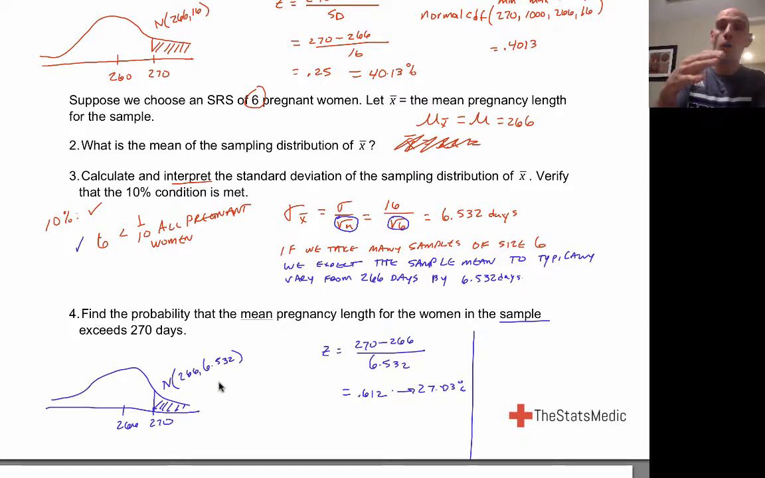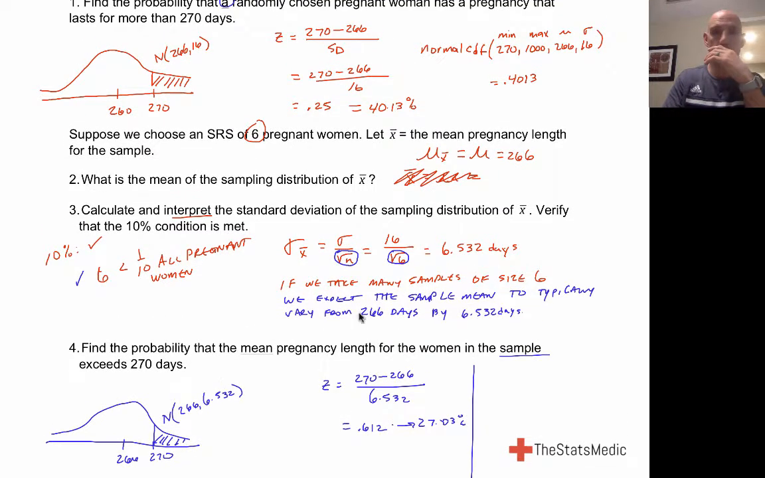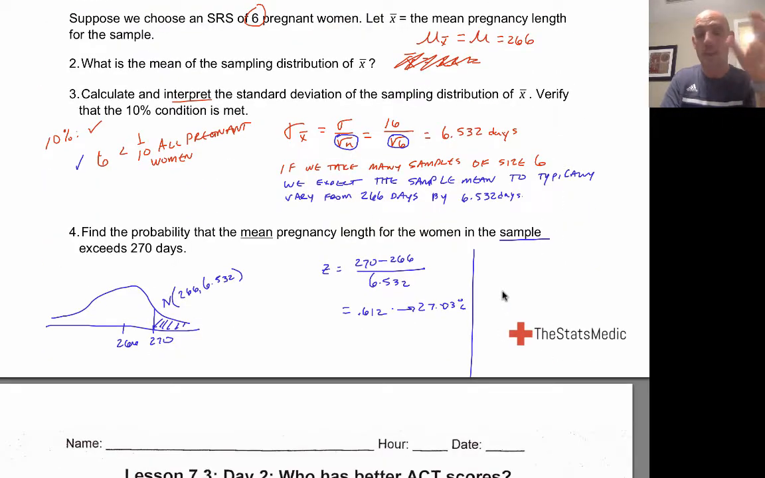So even though up top we were calculating the same thing, right? We did a min of 270, a max of 1,000, and then a mean of 266 and a standard deviation of 16. Down here, because we're talking about this specific sample size, our calculator is going to look like this.